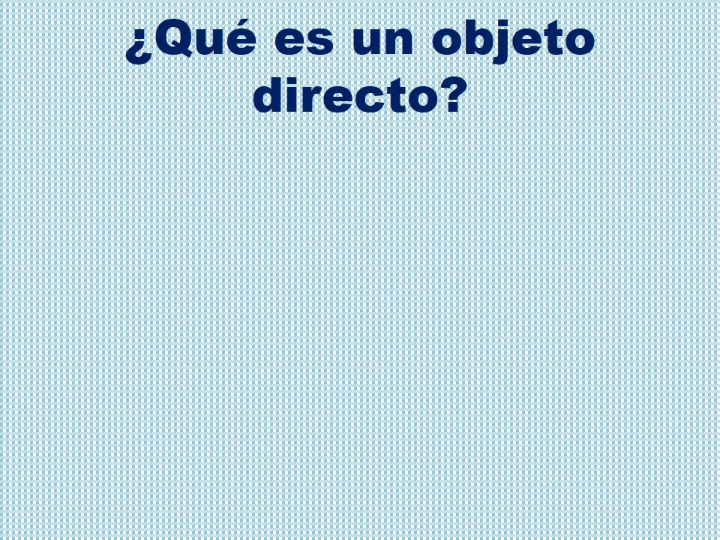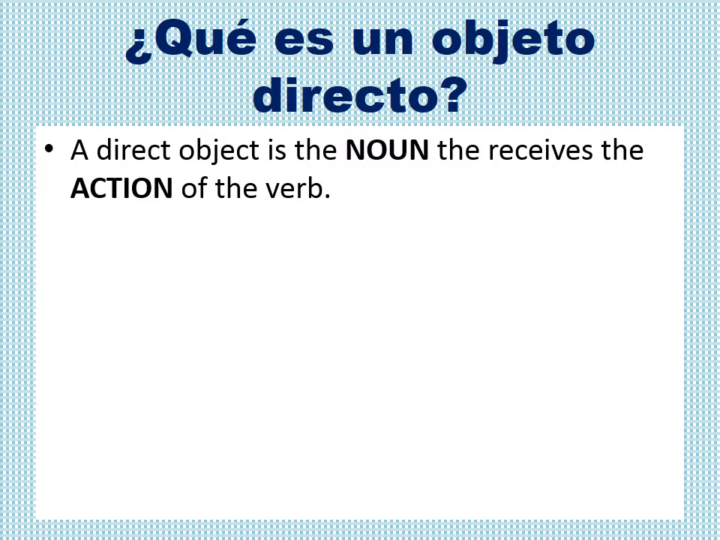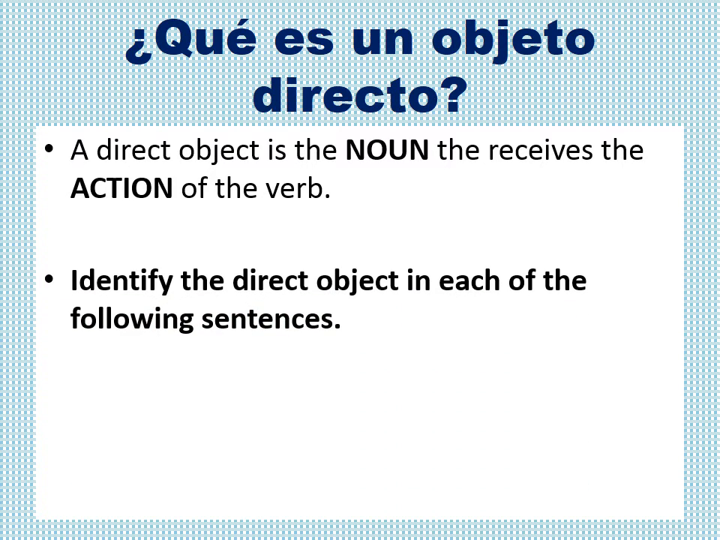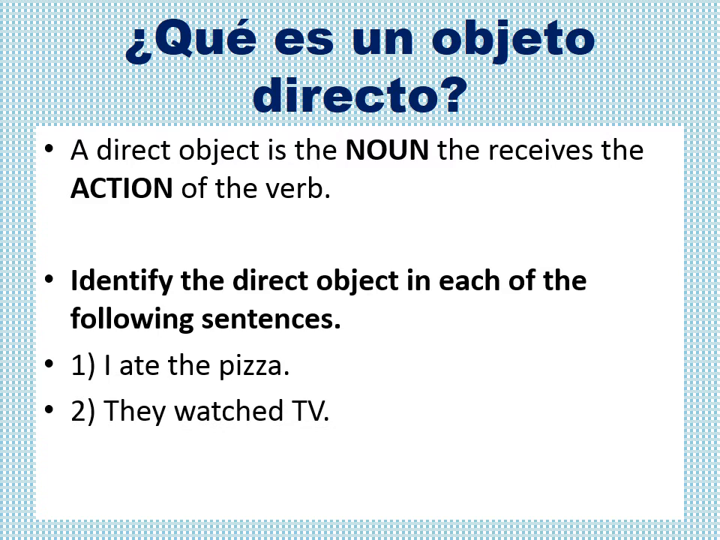Directo. What is a direct object? All right, so a direct object is the noun that receives the action of the verb, okay? It's the noun that receives the action of the verb. So let's look at some of these sentences and see if we can identify the direct object in each one of them. All right, I ate the pizza. What's the direct object there? Pizza. Yes, you're right. They watched TV. What do you think it is? Absolutely, it's TV. We did our homework. Our homework is the direct object.